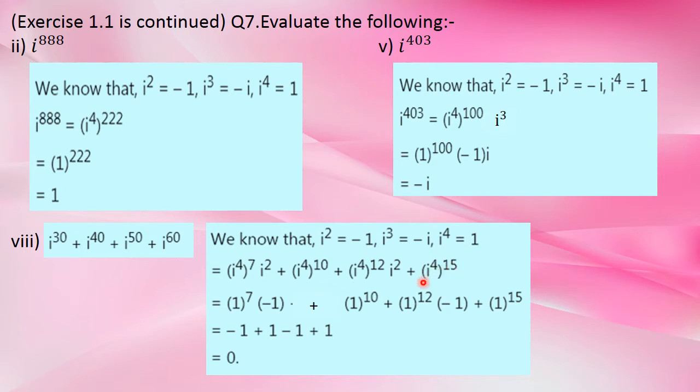i raised to 4 is 1. 1 raised to 7 is 1. And i squared is minus 1. Here 1 into i squared is minus 1. And i raised to 4 raised to 15 is 1 raised to 15. So the first term is minus 1, the second term is 1, and the third term is 1 raised to 12 into minus 1, plus 1 raised to 15, is equal to negative 1 plus 1, which is 0.